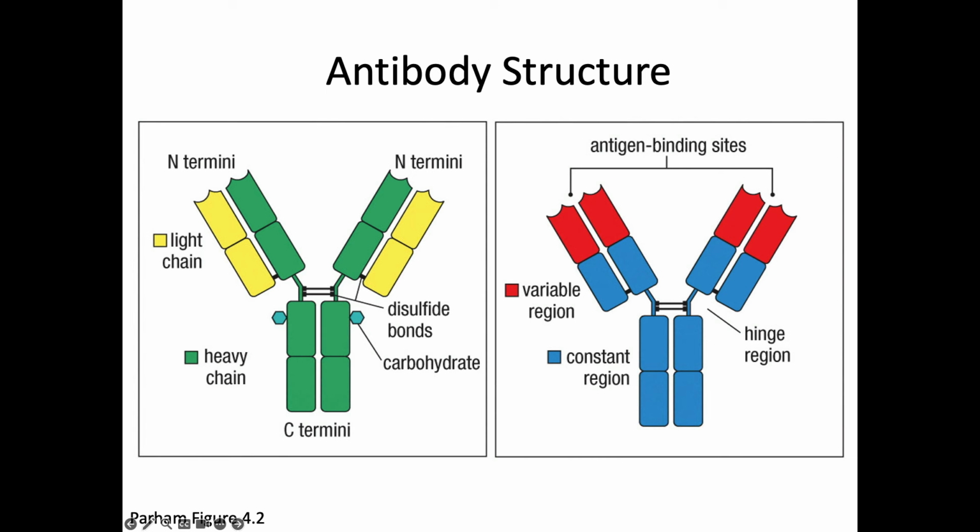Real quick, does every light chain and heavy chain have a constant and a variable region? Yes, every light chain has a constant and a variable. Every heavy chain has a constant and a variable. Okay?